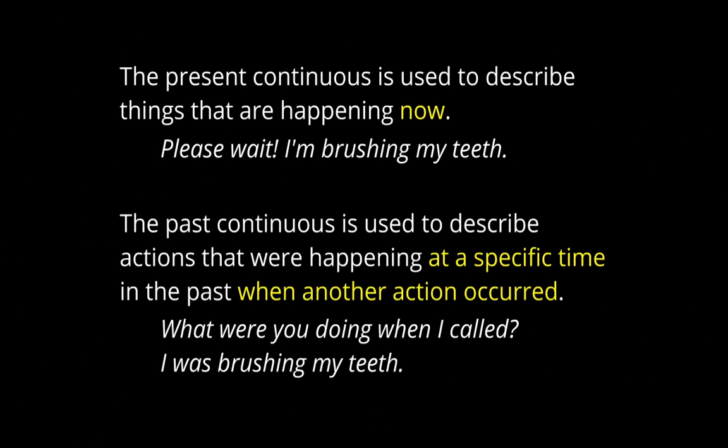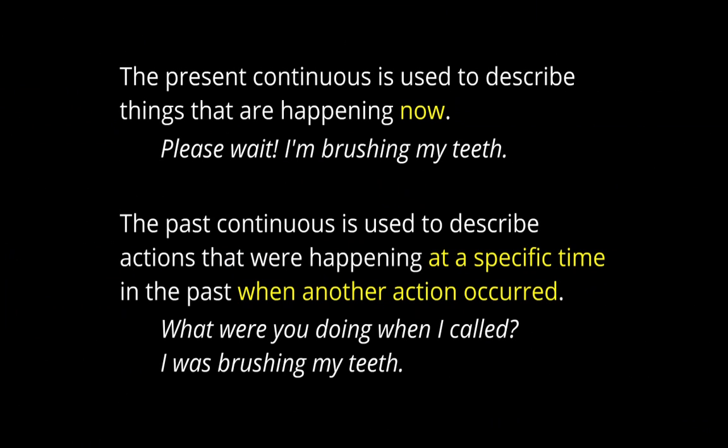The past continuous is used to describe actions that were happening at a specific time in the past when another action occurred. So we use the past continuous to talk about two things happening at the same time. The past continuous is often used to describe stories. So here we go. Here's a question. What were you doing when I called? What were you doing? This is a past continuous question. I was brushing my teeth.